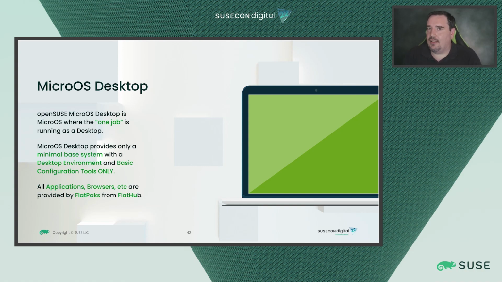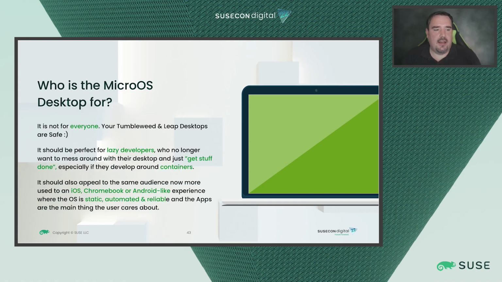Why can't they get it on their Linux desktop that way? Why do they have to learn how package managers work and all of that funky stuff? So the goals of the microOS desktop project is basically, do microOS, reliable, predictable, immutable OS, but for a desktop. It's going to be less customizable. It is less customizable than regular Tumbleweed or Leap.